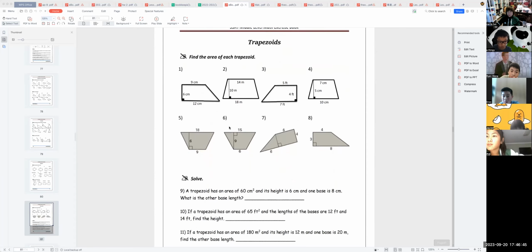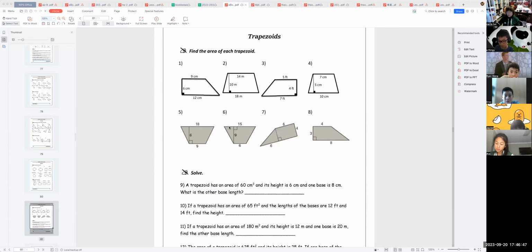Okay, so now let's move forward to something we never learned before, the trapezoid. Okay, in Chinese, it's called 梯形. Okay, Ryan, why is it 梯形? Because you can see, it looks like a 梯子. You can climb on top. Oh. So that's why it's called a 梯形, okay? So it's actually looking like a 梯子, 对不对?